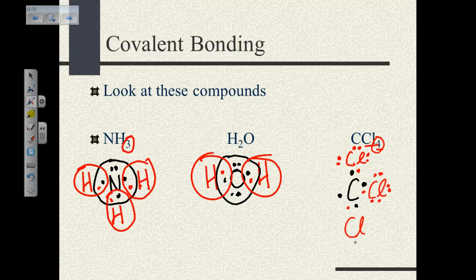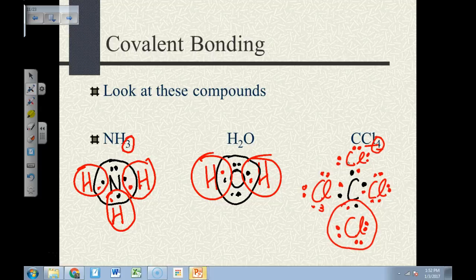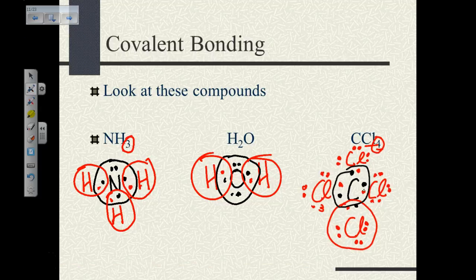So we're going to go 1, 2, 3, 4, 5, 6, 7. Same thing here. 1, 2, 3, 4, 5, 6, 7. So if we look at, and I'll just circle 1 chlorine, that chlorine has 8. And this carbon now has 8. Its octet is full. So this is how the octet rule fits into covalent bonding.